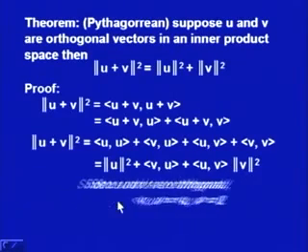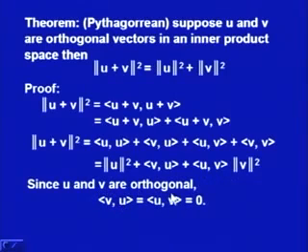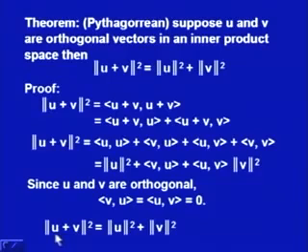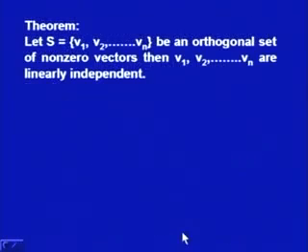Since u and v are orthogonal, as has been given to us, v comma u is 0 and u comma v is equal to 0. That proves our result that the norm of u plus v squared is equal to the norm of u squared plus the norm of v squared. So this result is proved.